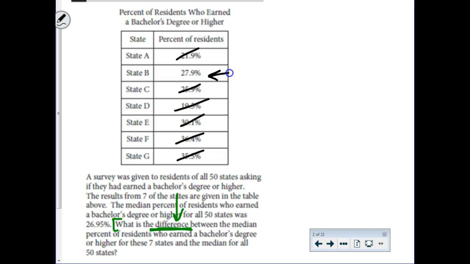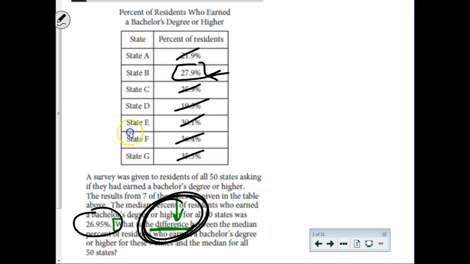Okay, but good news. The middle of this list is 27.9%. And then if you keep reading, the median for all 50 states was 26.95. And they want you to find the difference. So you're supposed to subtract.